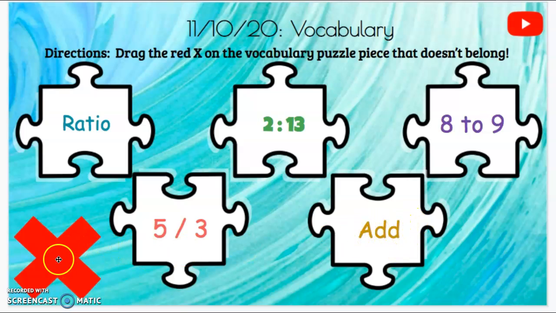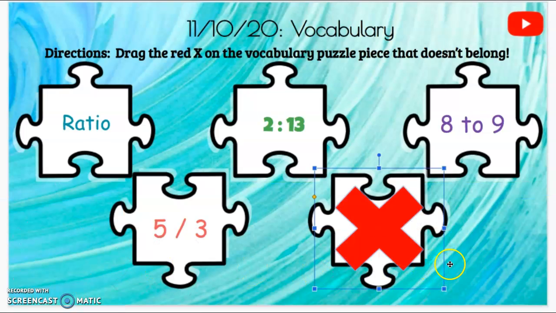We don't add anything here. If anything, to get equivalent ratios like we've been doing, we'd be multiplying and dividing. But we're not going to be adding anything. So that's it for our vocab. Great job.